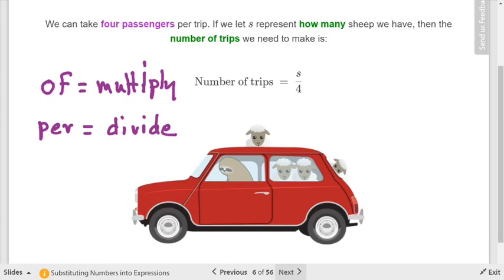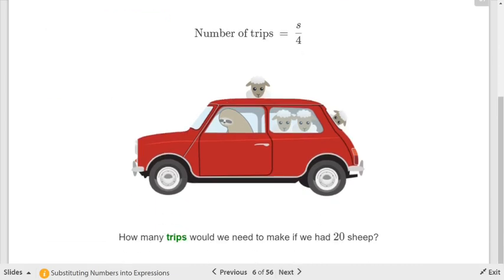So here we have number of trips, and the number of sheep you can take per trip is 4. So we get S, number of sheep, divided by 4 will tell us how many trips we need to take. So what if we had, how many trips would that mean for 20 sheep? So you have 20 sheep. 5. That just simply means 20 divided by 4, which means you'll have 5 trips. Excellent.